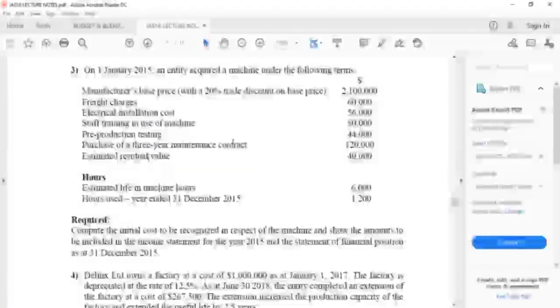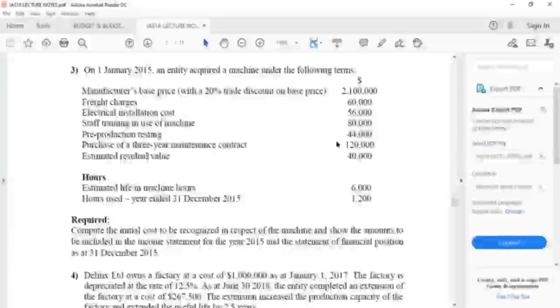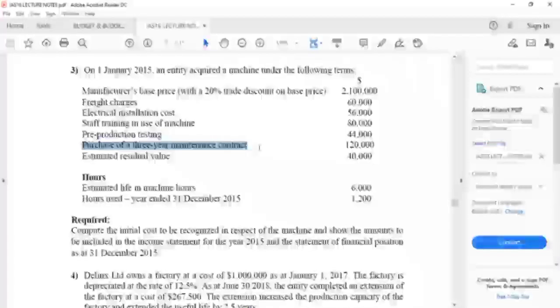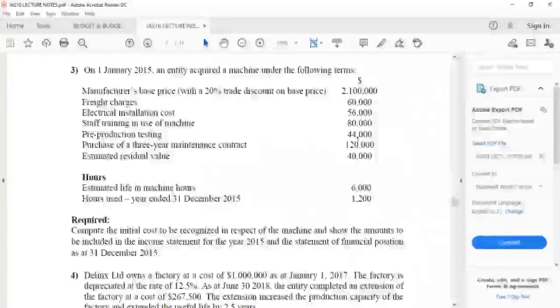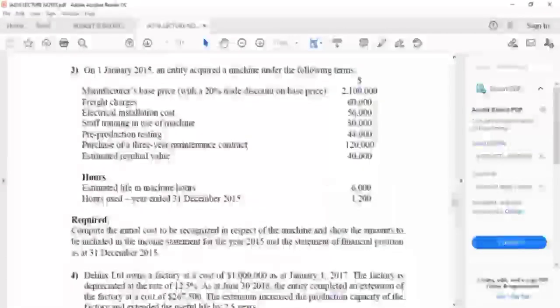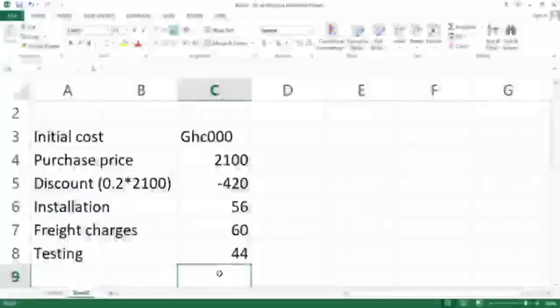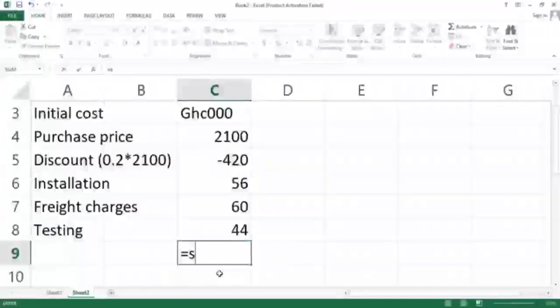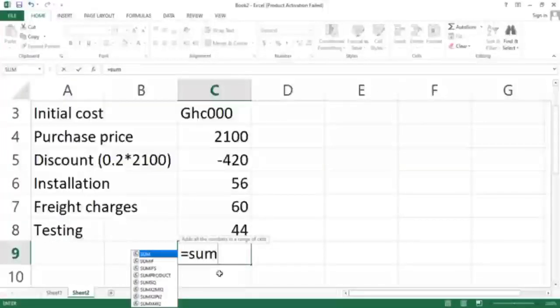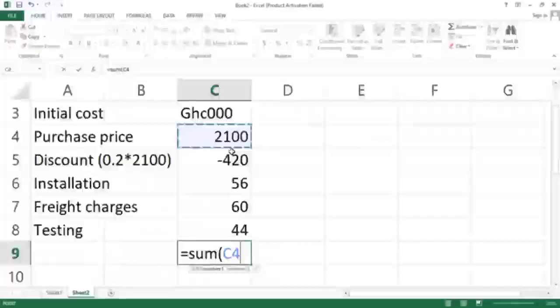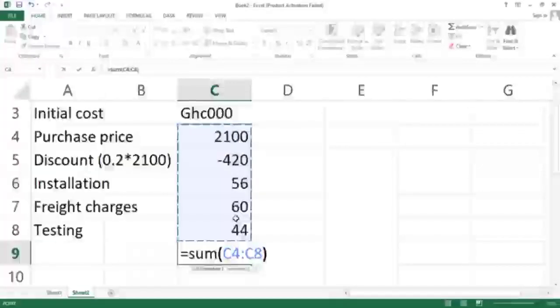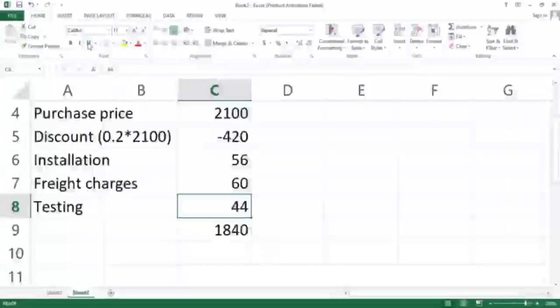But the purchase of the 3-year contract will just be a cost that we are going to amortize. Every 3 years we pay 120, so every year we pay 40. So we just amortize the maintenance contract over its useful life, and at the end of every year, we take 40,000 to the statement of profit or loss. So let's find our initial value. The initial value will now be 1840. Okay, so our initial cost is 1840. Are we okay?